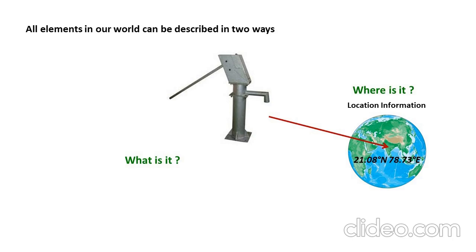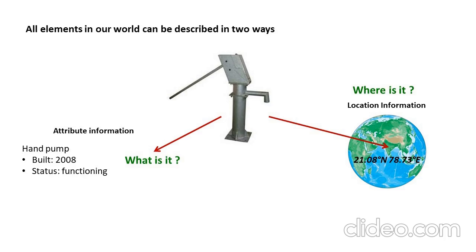After identification of the location, the next important question is what it is. Here in our case, it is a hand pump. However, this information is not enough. I am interested in knowing other essential attributes of the hand pump. These attributes or characteristics can be: when was it built? Here it is the year 2008. What is the status? And the answer is functioning.